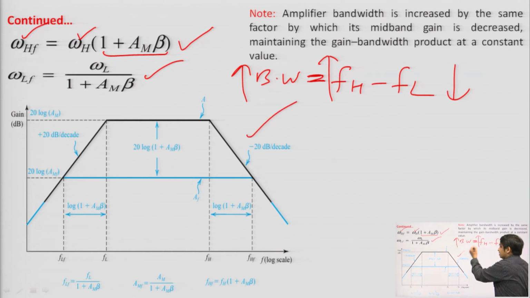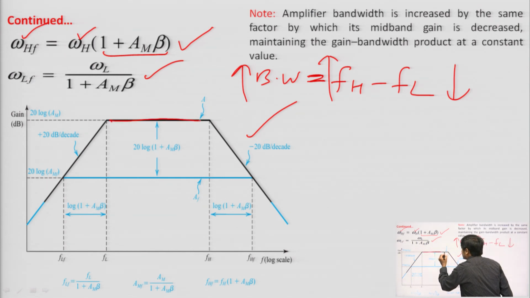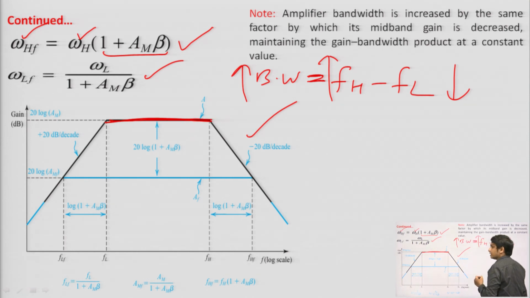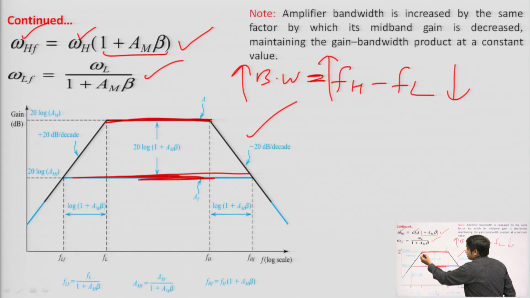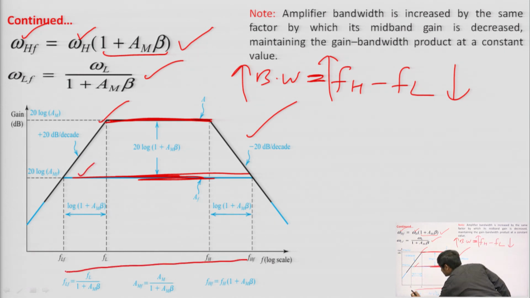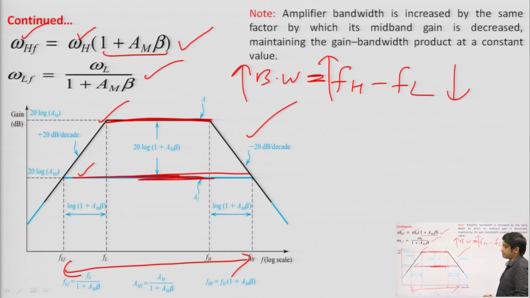You can understand this with the help of this diagram. This black line is for open loop gain, the gain without feedback, and when we apply negative feedback, although the gain is reduced, initially your gain was A, now your gain is AF, but your bandwidth is enhanced. So, we are getting a higher bandwidth with a reduction in the gain.